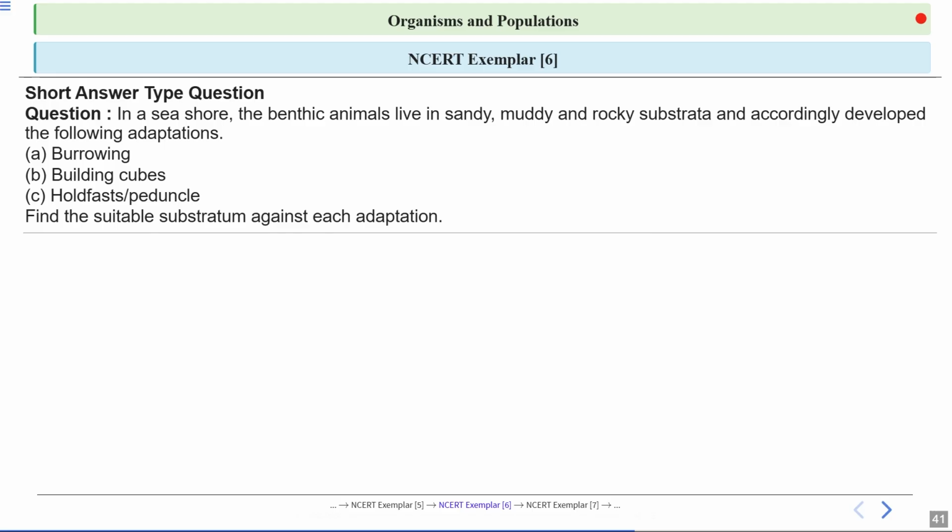Next question: in a seashore, the benthic animals live in sandy, muddy and rocky substrata and accordingly develop the following adaptations. What are the options? A, burrowing; B, building tubes; C, holdfast and peduncle. You have to find the suitable substratum against each adaptation. These three, A, B, C, are the adaptations. So let's have a look at the answer.